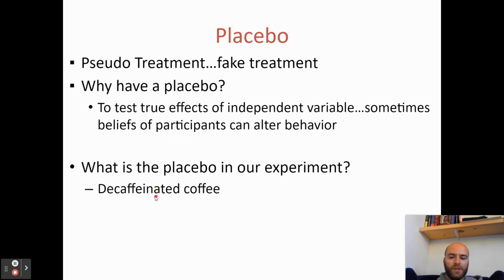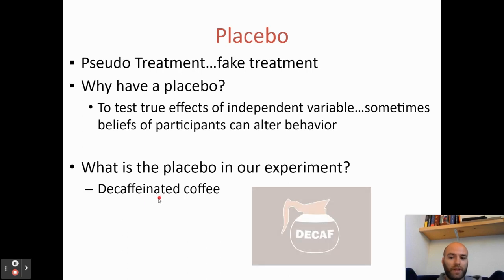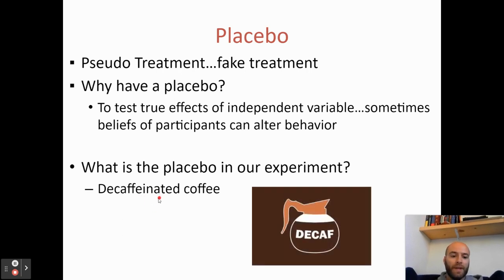Because this could show us just the fact that them thinking they're getting caffeinated coffee, is that going to change their perceptions and make them think that they're happier or more alert? We need to control for that and make sure we understand if that's true or not. So that's the placebo in our experiment, the decaffeinated coffee.